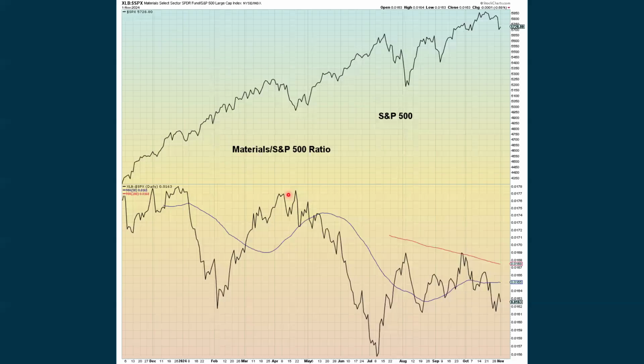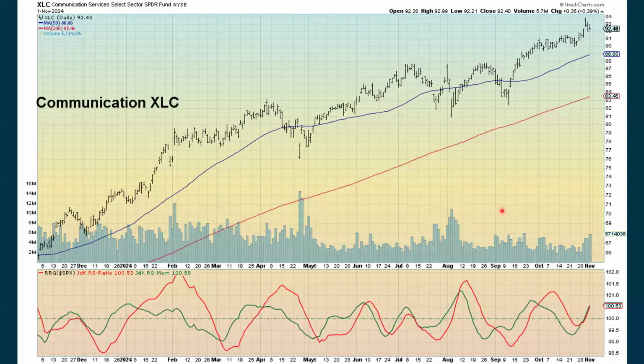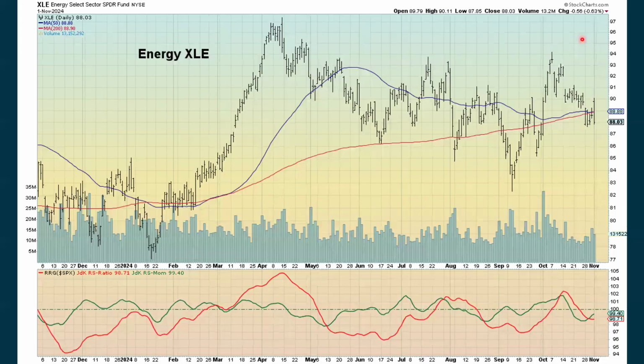But when you compare it to the S&P, materials are underperforming. Communication, really doing well, and the S&P had been doing well. That's why we were seeing this ratio going sideways, but we did see an improvement. And communication, another really big area here that's been looking pretty solid all by itself.